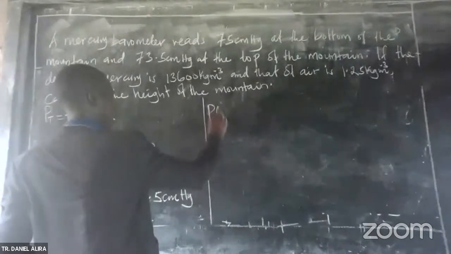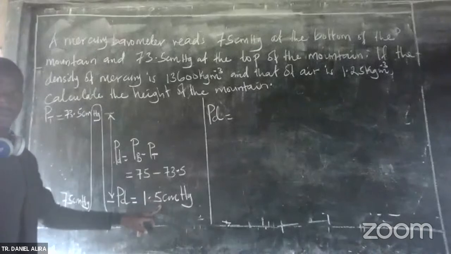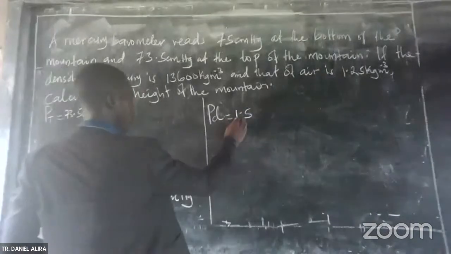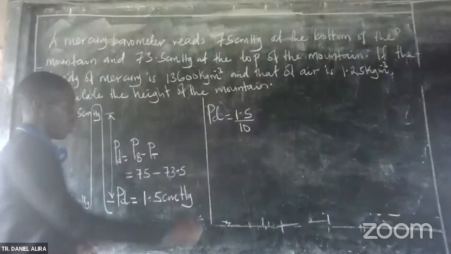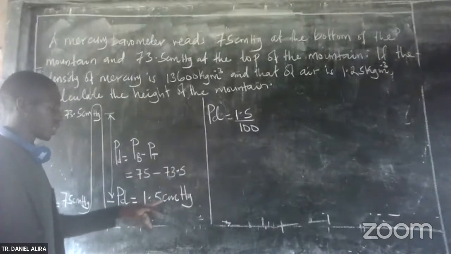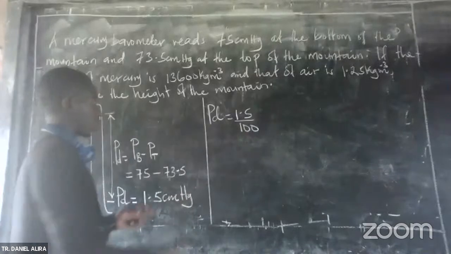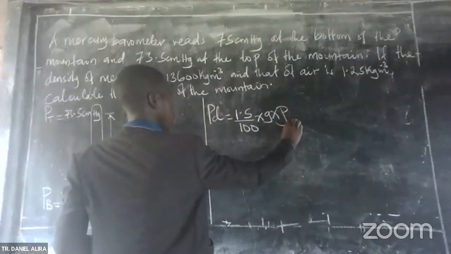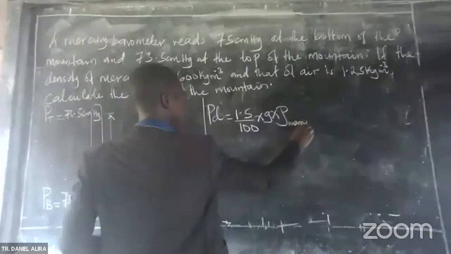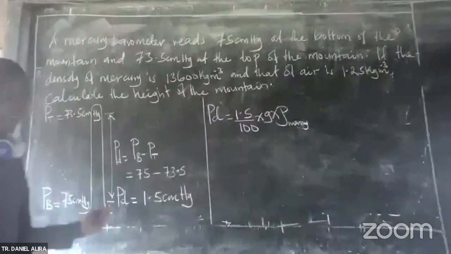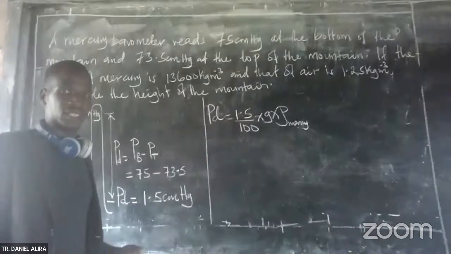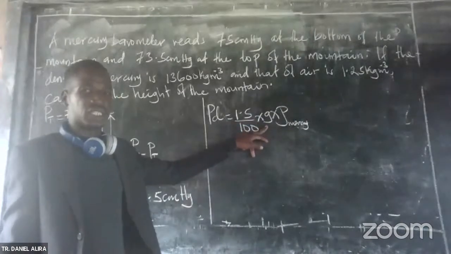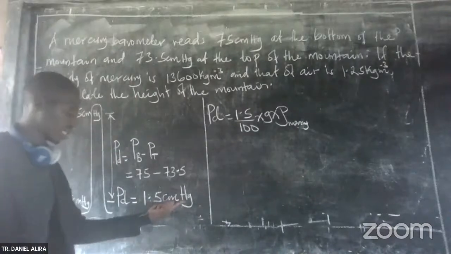You say pressure difference is 1.5 centimeters. You convert it to meters, you divide by 100. 1.5 centimeters, you divide by 100, then of mercury, you multiply by acceleration due to gravity, then times the density of mercury. I've given you the shortest way of doing it. If I want to convert from centimeters of mercury to newtons per meter squared, I'll first convert to meters, then multiply by acceleration due to gravity, thereafter multiply by the density of mercury.